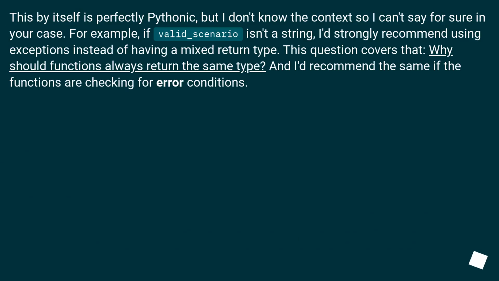This by itself is perfectly Pythonic, but I don't know the context, so I can't say for sure in your case. For example, if valid_scenario isn't a string, I'd strongly recommend using exceptions instead of having a mixed return type. This question covers that: Why should functions always return the same type? And I'd recommend the same if the functions are checking for error conditions.